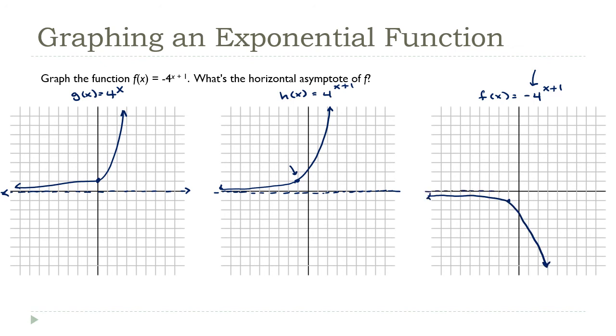Again, the asymptote stays right where it was, right? Forgot my arrows here. There we go. Okay, so that's my graph, right? That's what the graph of negative 4^(x+1) is going to look like. All right, so hopefully you see here, graphing exponential functions is really all about those transformations.